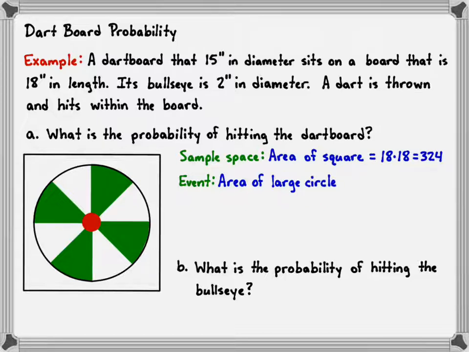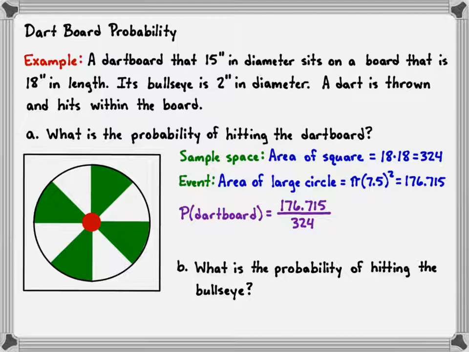And remember, the area of a circle is pi r squared. And since the diameter of that circle is 15 inches, that means the radius is 7.5. So it's pi times 7.5 squared. And then when I calculate that all out, I get 176.715. When I set up my probability, remember, it's always event space over sample space. So the probability of hitting the dartboard would be 176.715 over 324. And then we just type that in our calculator, and we end up with 0.54542.